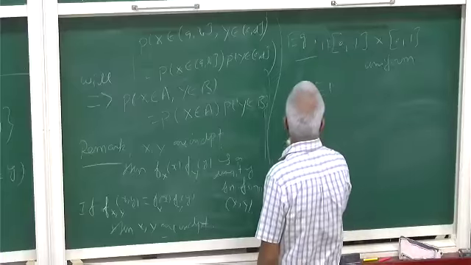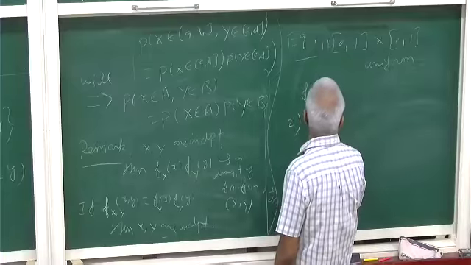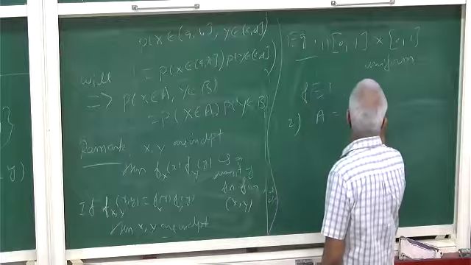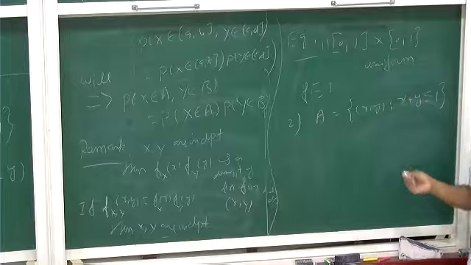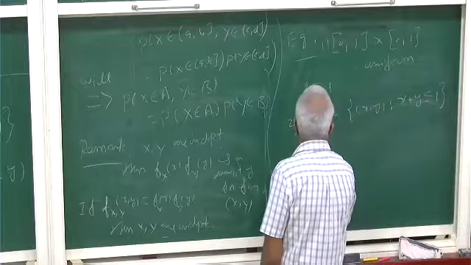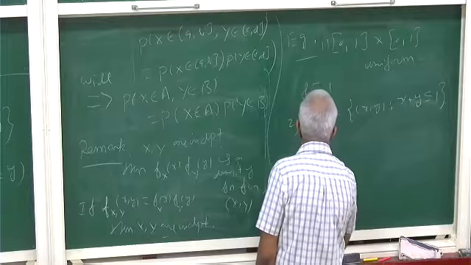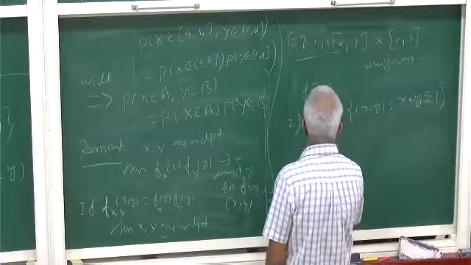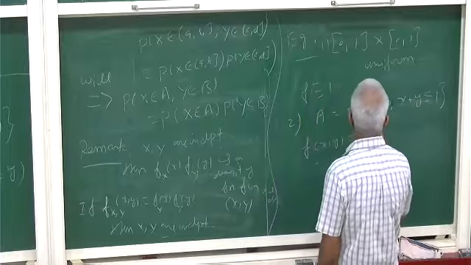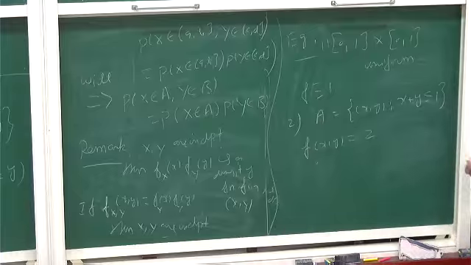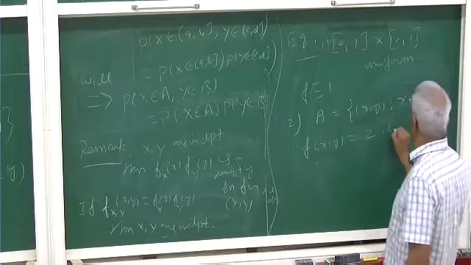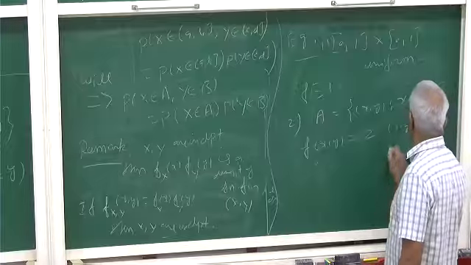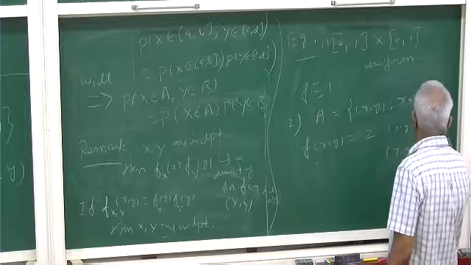So second, this example where A equals all those (x, y) such that x plus y is less than or equal to 1. Then you have this f_XY equal to 2, a constant function 2. You take this area A, f(x, y) equals 2 if (x, y) is in A, and if (x, y) is in A complement, it is 0.